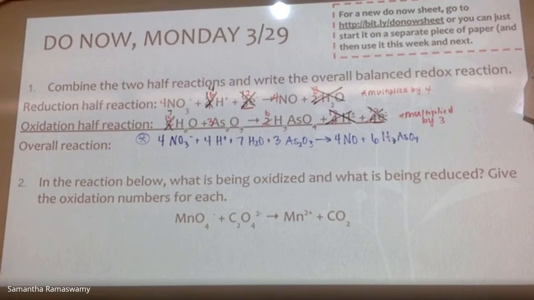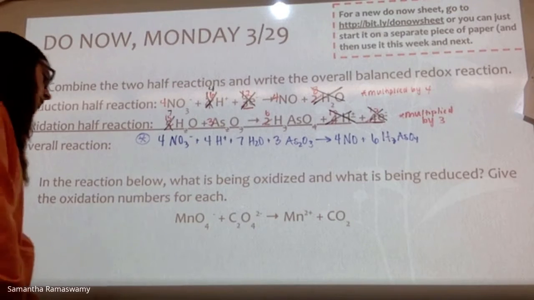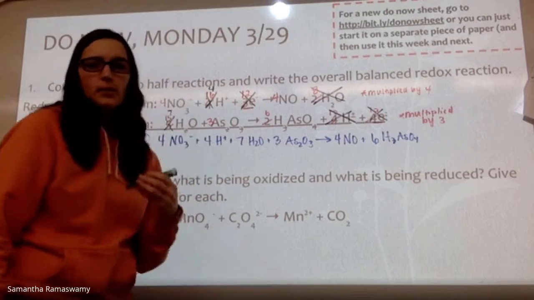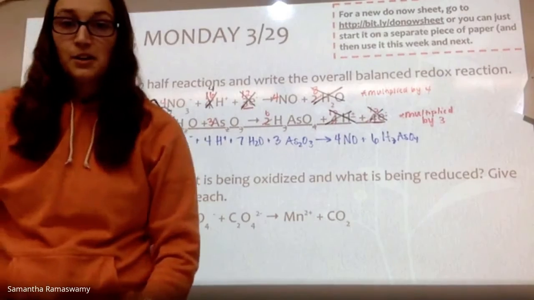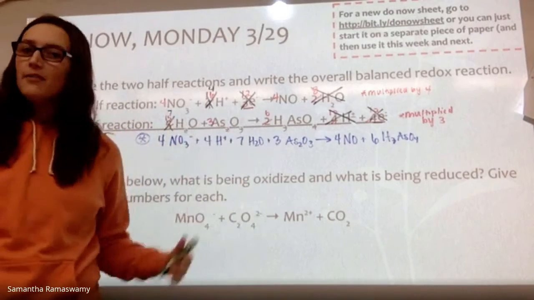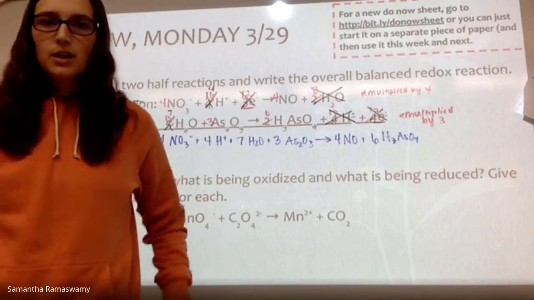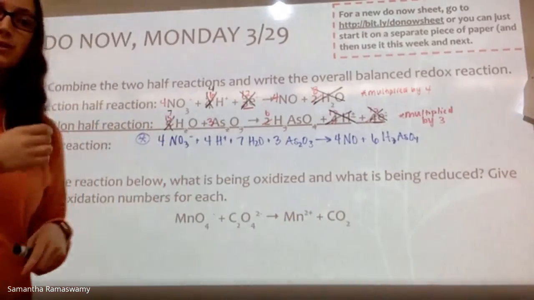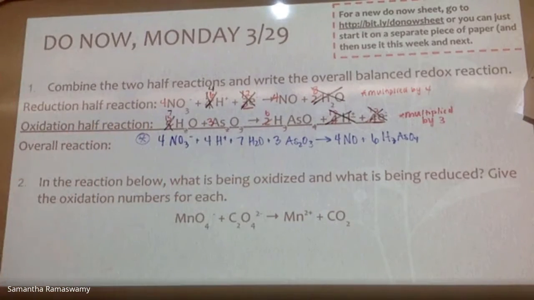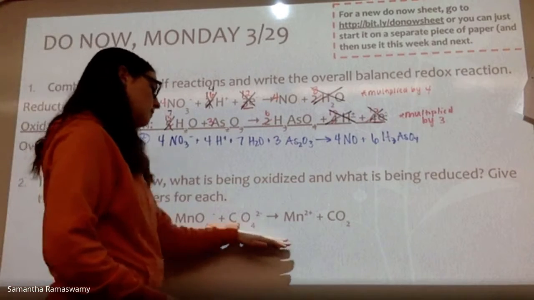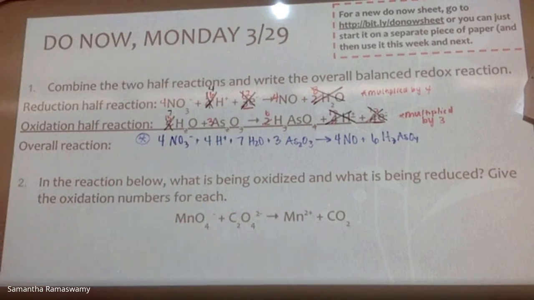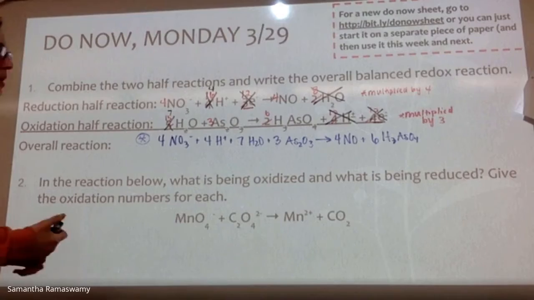And then number 2, in the reaction below, what is being oxidized and what is being reduced? We give the oxidation numbers for each. So you have to be able to assign oxidation numbers. To do anything else, you have to assign oxidation numbers. You have to know what's oxidized and what's reduced. So in this reaction, we have all of these substances. So let's start by assigning oxidation numbers.